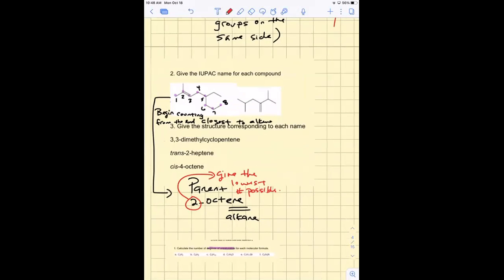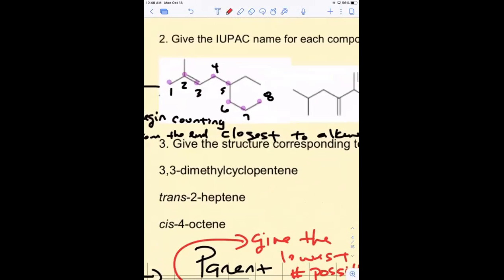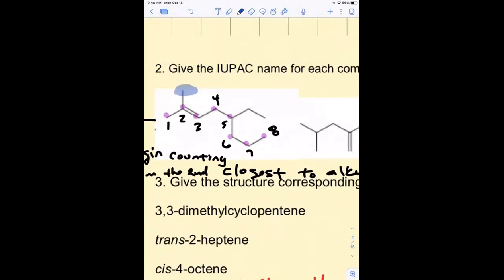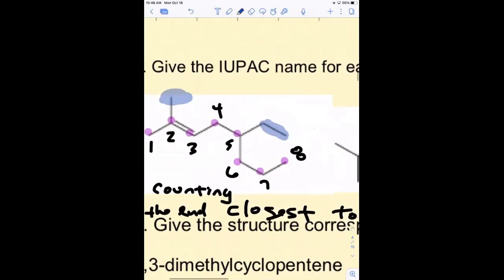Now if we look at that longest chain, what is this group right here? Because it's not in the chain, is it? What do we call it if it's not in the chain? We also got a group right here too. Is it a methyl? Yeah, it's a methyl, but what's the generic name for something that's attached to the chain or attached to a ring? Substituent? It's a substituent. Very good.